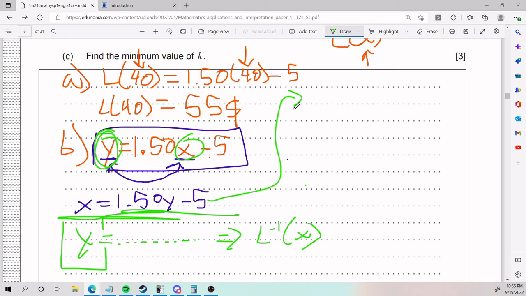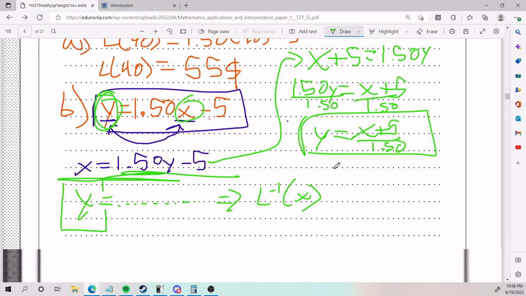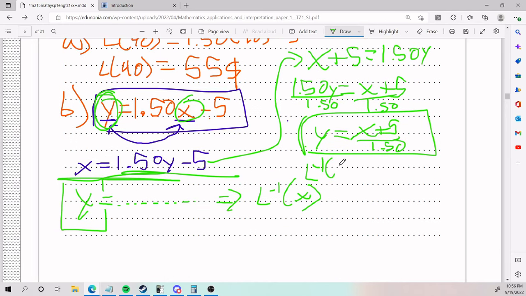Getting y alone, I add 5 to the other side: x plus 5 equals 1.50y. I'd rather have y on my left side because it looks nice, so I'm just going to flip it. I haven't done any math yet. Now we divide both sides by 1.50. y equals (x plus 5) divided by 1.50. This is my inverse function. If you want to be mega mathy about it, you would pretty much write it like that.